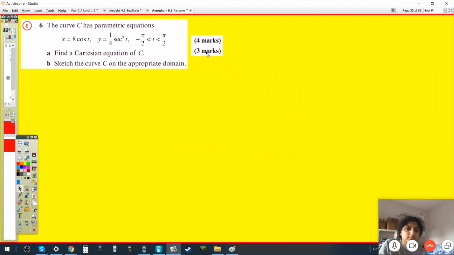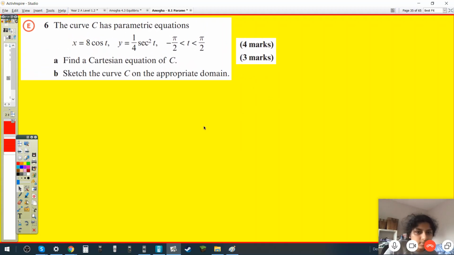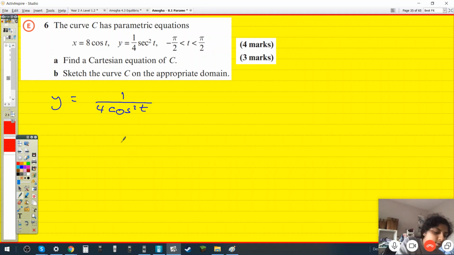Okay, how about this one? I don't think you would need to square them. Obviously, sec is 1 over cos, so could you substitute that? So y equals 1/4 times 1 over cos squared t. And then you could square the x one. So x squared is equal to 64 cos squared t. Not really helpful, but I'm going to make my life easy and say x over 8 squared.